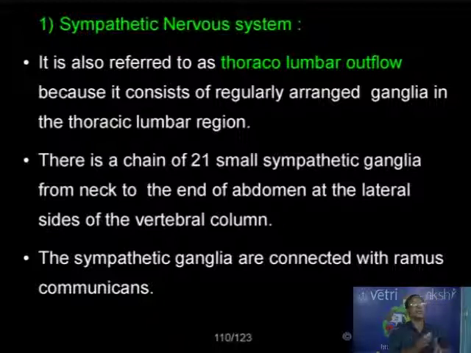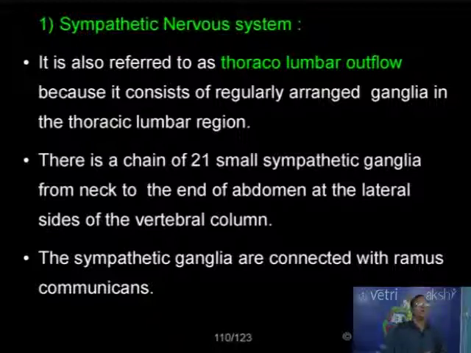We can say a chain of 21 small ganglia form on either side of what is called the vertebral column that constitutes a sympathetic nervous system, to which are connected the presynaptic fibers and postsynaptic fibers. Such a chain of ganglia is absent in the case of the parasympathetic nervous system. We have a chain of 21 ganglia on either side of the vertebral column only in the case of sympathetic, and it is absent in the case of parasympathetic nervous system.